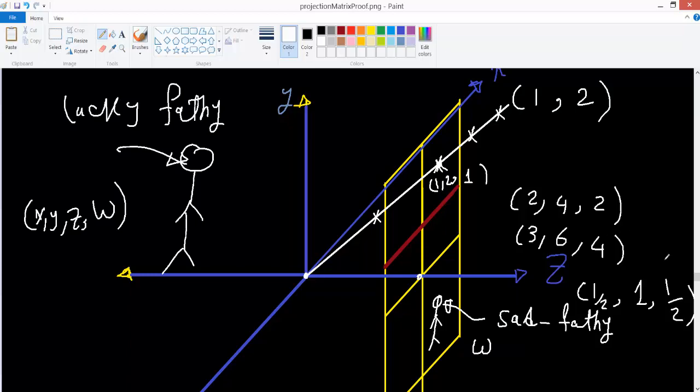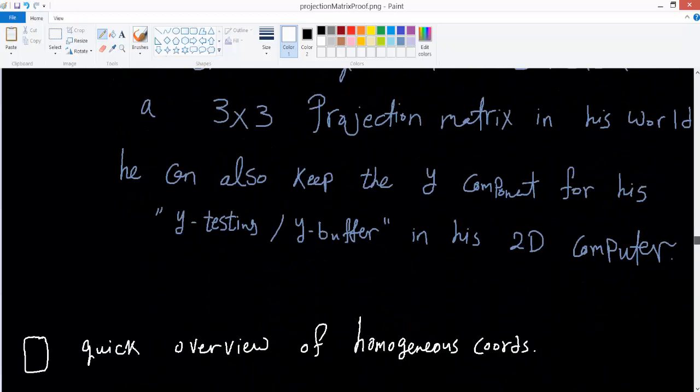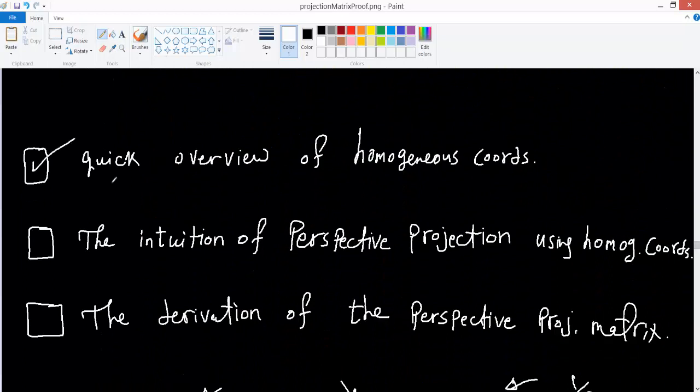So now we have finished this first point, the quick overview. In the next video, we will consider this second point using the same world we have created here.